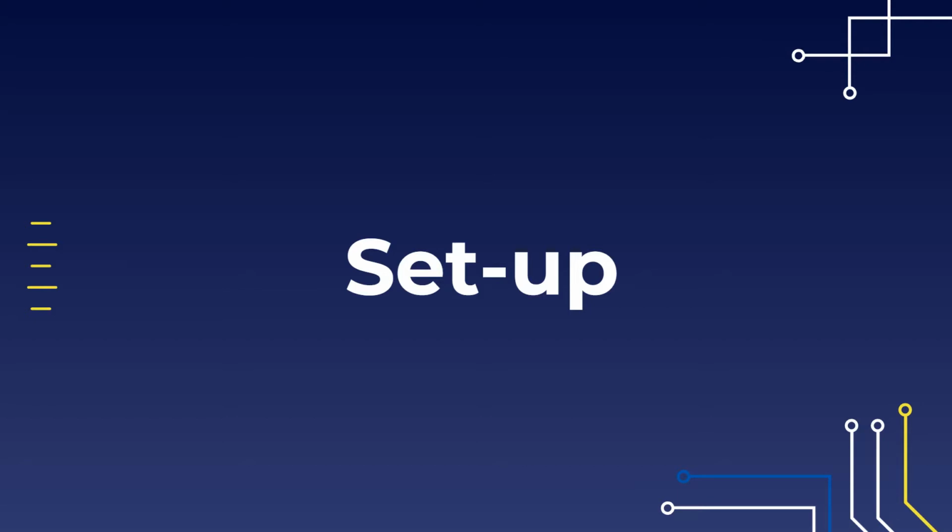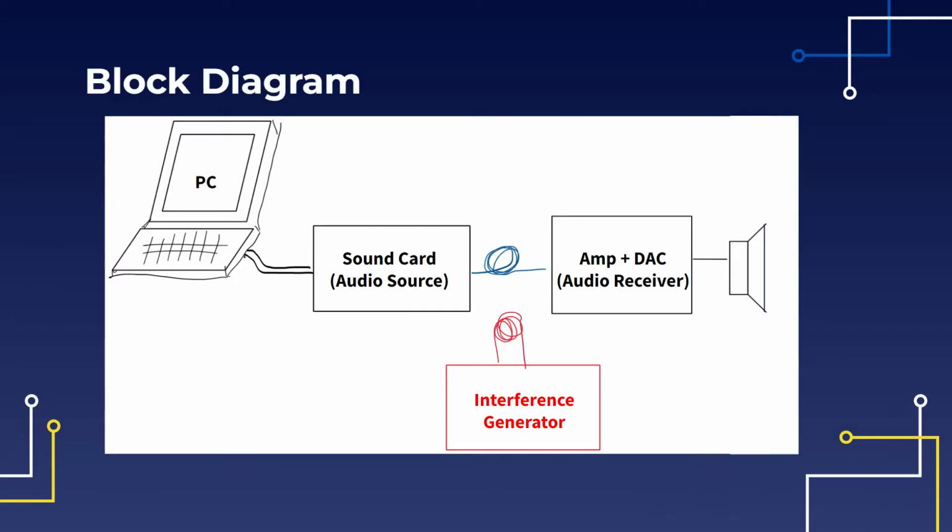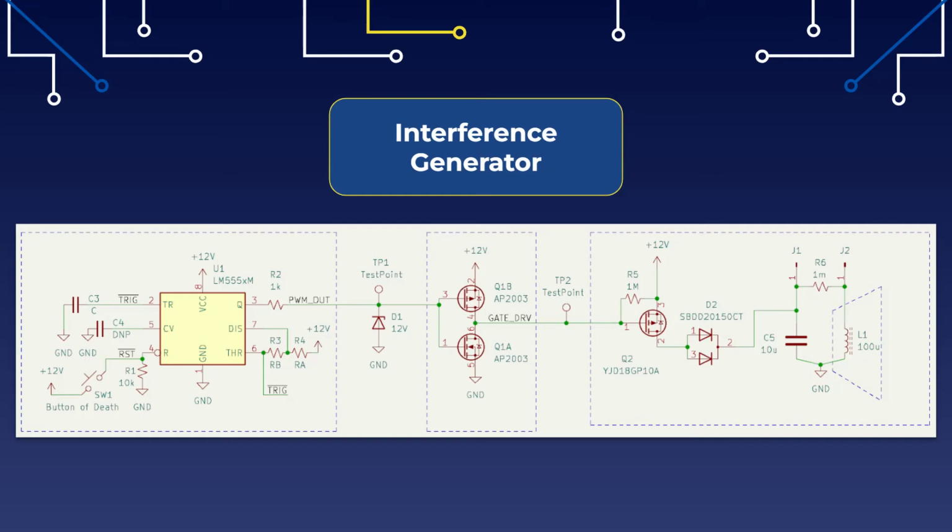Next, we are going to get into our circuit explanations. Essentially, we have three pieces in our project. We have a sound card, an amplifier, and of course the interference generator. The sound card is what transmits the signal, in this case our music, and the amplifier receives the signal and amplifies it. The interference generator does exactly what it sounds like it does. It interferes. Here we see the schematic of our interference generator.